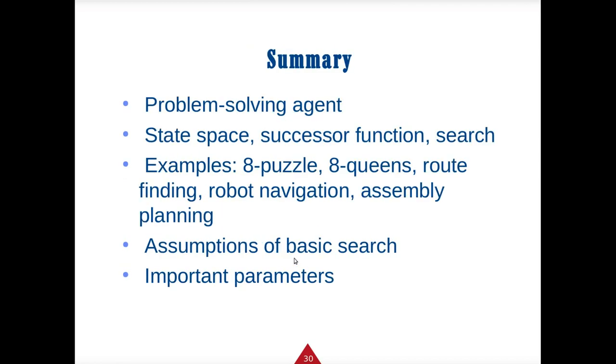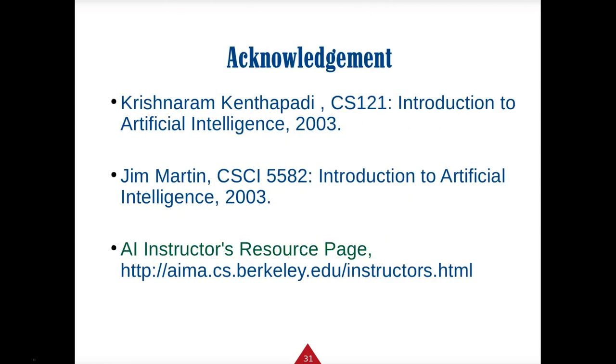So, in summary, we'll start going into the search topics in more detail, but we went over the problem-solving agent, and we talked about state spaces, successor functions, search, and goal nodes and initial states. The examples we used were the eight puzzle and the eight queens puzzle, and we talked a little bit about route finding, robot navigation, and assembly. We'll talk about those a little later in the class, along with what assumptions and important factors you need. For the next class, we're going to go over blind searches. And for acknowledgments, these are courses I got material from.